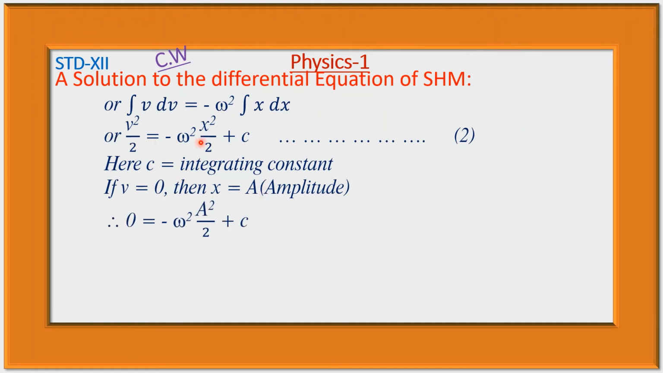So we can write this equation: velocity 0, so v square by 2 means 0. This is equal to minus omega square, x means a amplitude, a square divided by 2 plus c. Therefore we can write c is equal to omega square a square divided by 2. This is the value of c, the integrating constant.